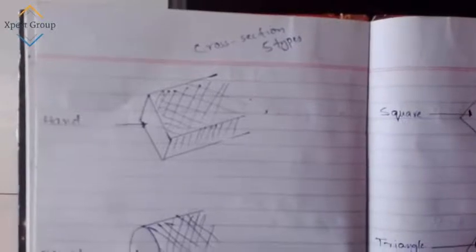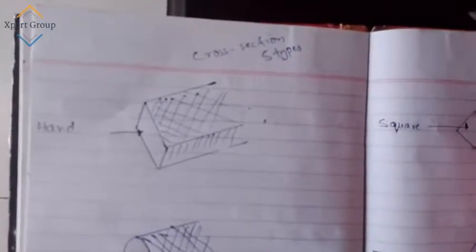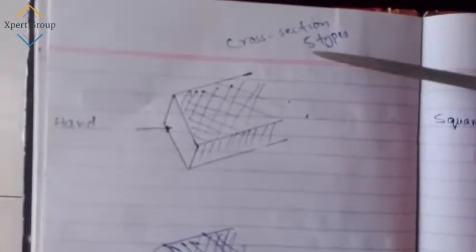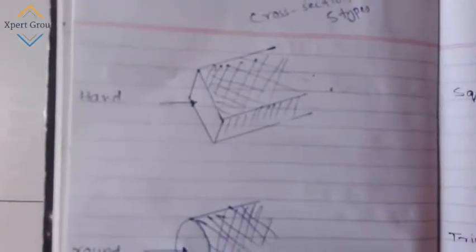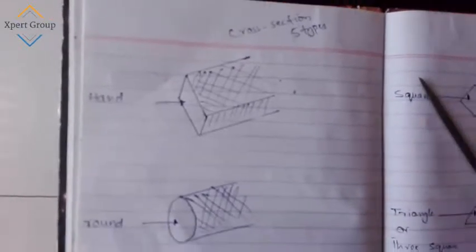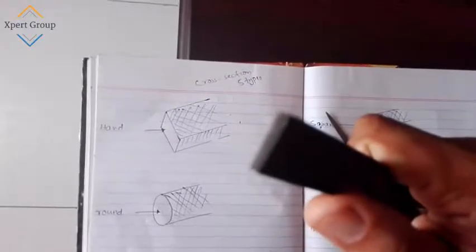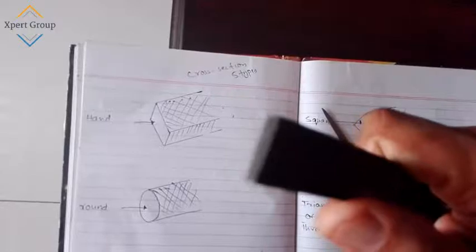Students, the second thing is that a file is classified according to its cross-sectional area. According to cross-sectional area, files are classified into 5 types. These are hand files, as you can see from here, hand files according to cross-sectional area.